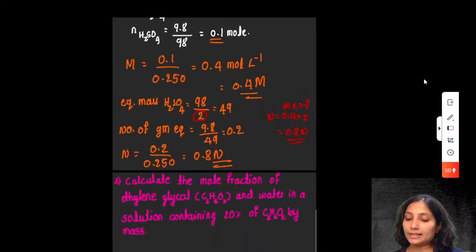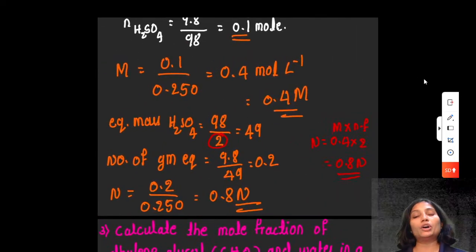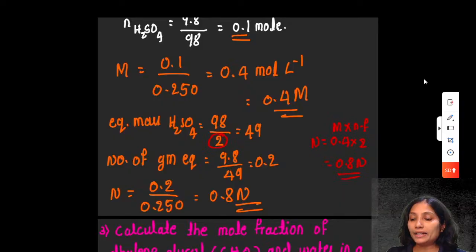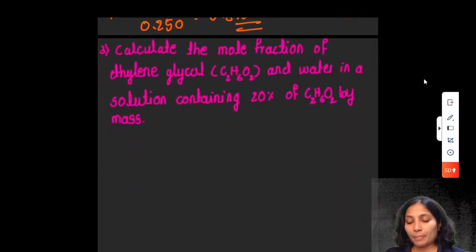Isn't the answer the same? Yes. Instead of finding all these things, if you already have molarity, multiply it with the n factor and you will get the direct answer. I hope this one is clear for you. Go to the next question.